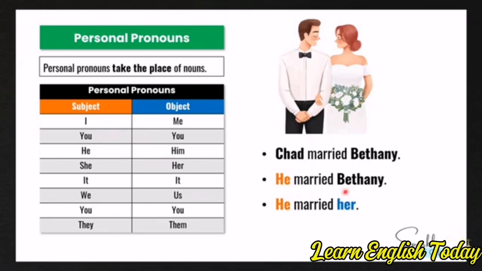However, if we wanted to replace Bethany, we would not replace Bethany with she. We would replace Bethany with her. We have to replace Bethany with an object pronoun because Bethany is not the subject of the sentence. However, if we reversed it, Bethany married Chad, we could say she married him.